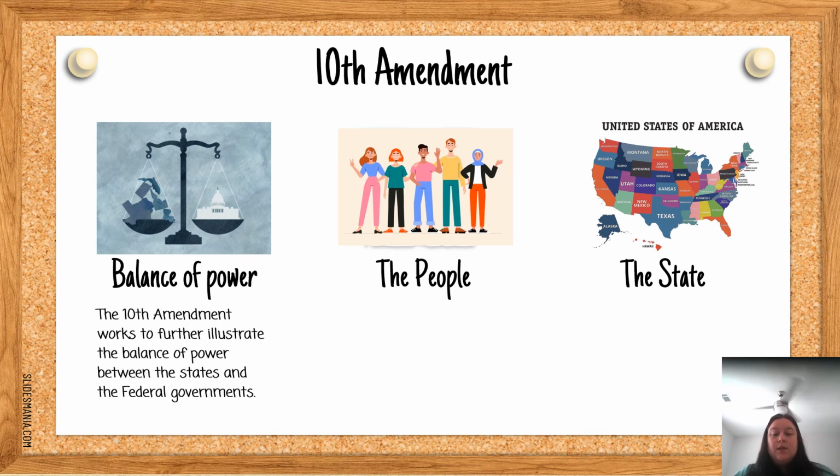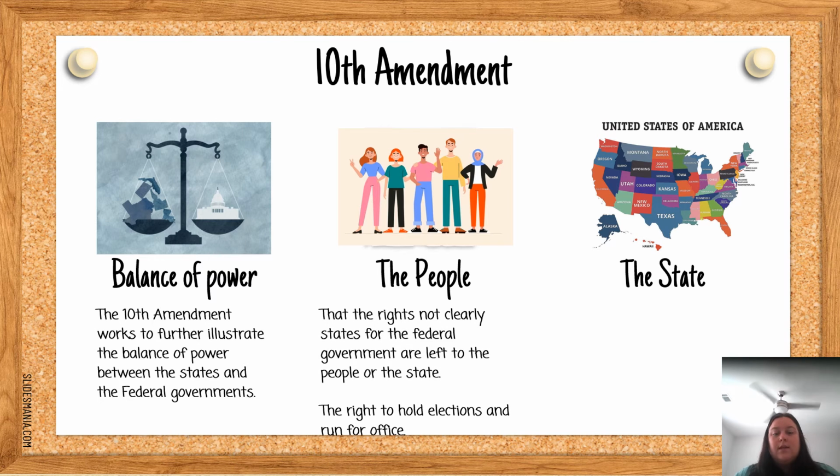So basically it focuses on illustrating the balance of power between the states and the federal government. There are rights that are reserved for the federal government, and there are rights that are reserved for the state government. The rights that are not clearly stated for the federal government are left up to the people and to the state. So you get the right to vote in elections, to vote people into office, right? The government doesn't just appoint our governors and things like that.